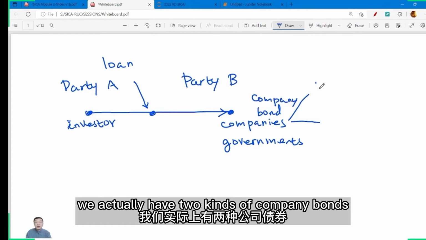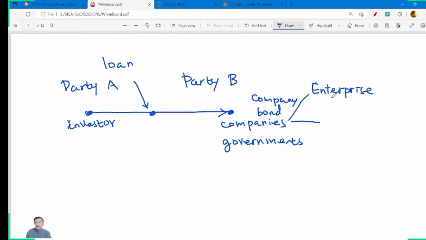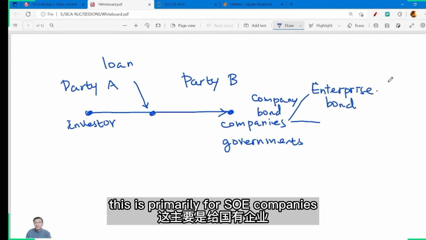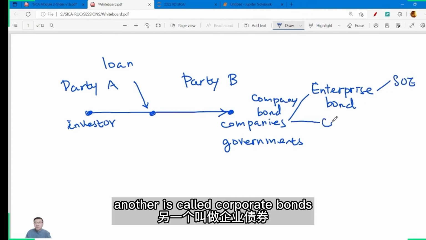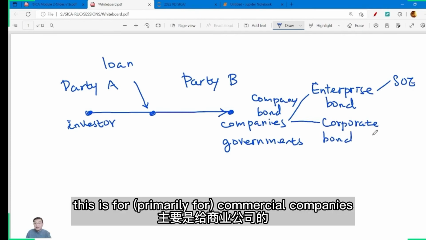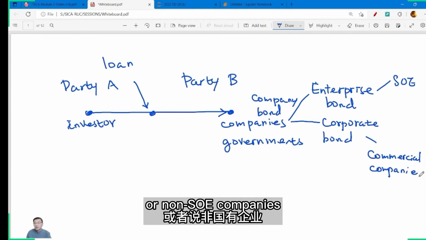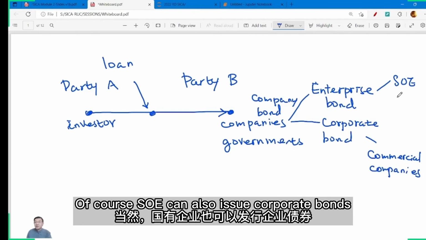In China, we actually have two kinds of company bonds. One is called enterprise bonds, primarily for SOE companies. Another is called corporate bonds, primarily for commercial or non-SOE companies. Of course, SOEs can also issue corporate bonds.